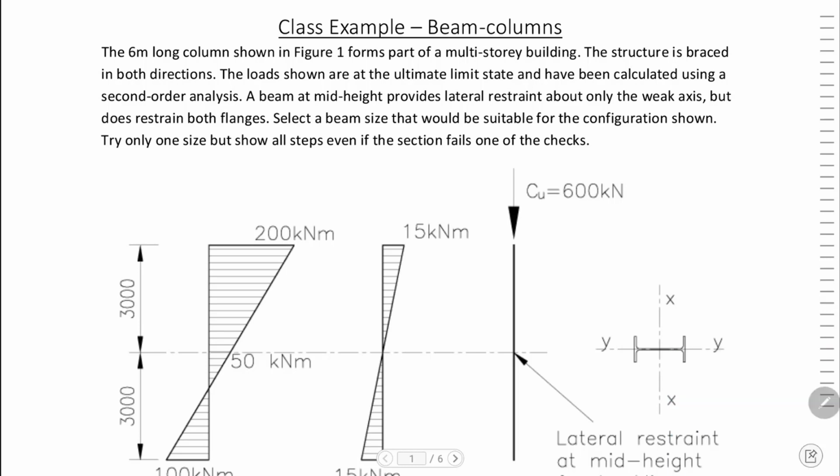Here we have the class example. The 6-meter column shown below in Figure 1 forms part of a multi-story building. The structure is braced in both directions, which is important. The loads are shown at ultimate limit state, and they've been calculated using a second order analysis. A beam at mid-height provides lateral restraint about only the weak axis, but does restrain both flanges. Select a suitable beam size for the configuration shown. Try only one size, but show all steps even if the section fails one of the checks.